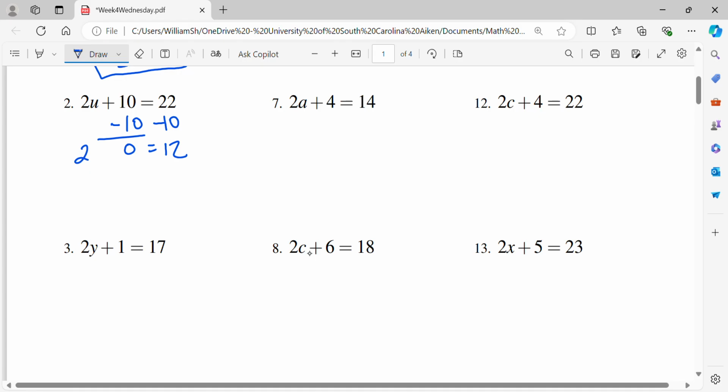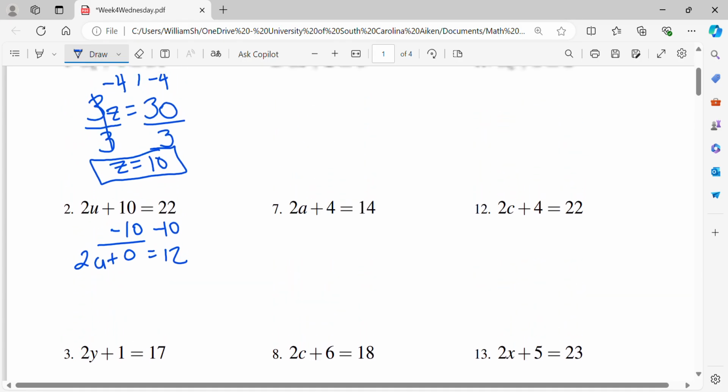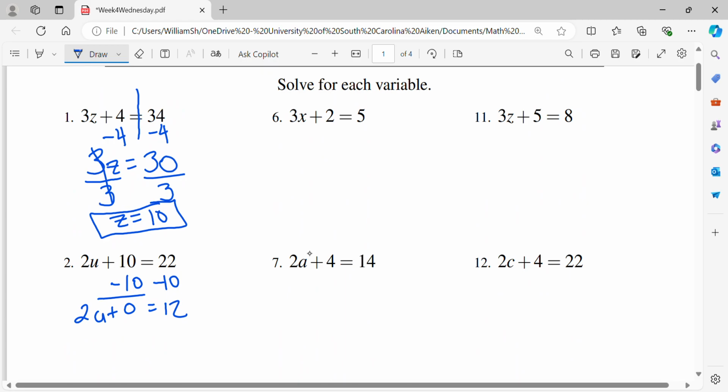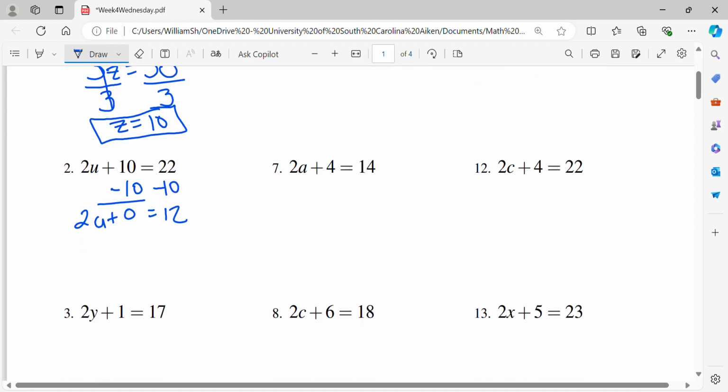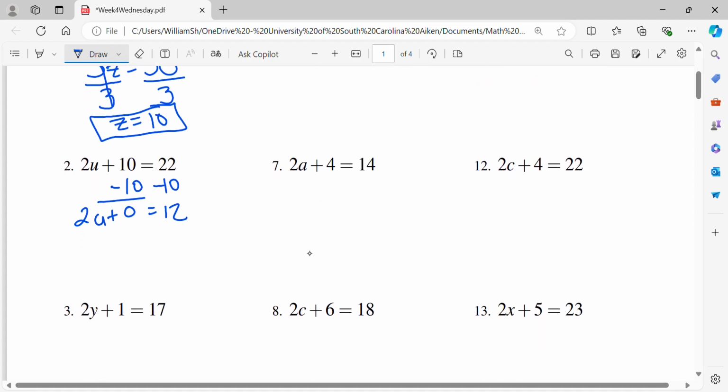And remember, you still have the 2u up here. So some of you may have seen it like this. Up here, I just dropped the 4 off on number 1 because 4 minus 4 is 0, but maybe you didn't see the step that I was actually doing there, so I'll reiterate the small step that was done here. Here is 2u plus 0 equals 12, which is the same thing as 2u equals 12 because 0 plus anything is itself.